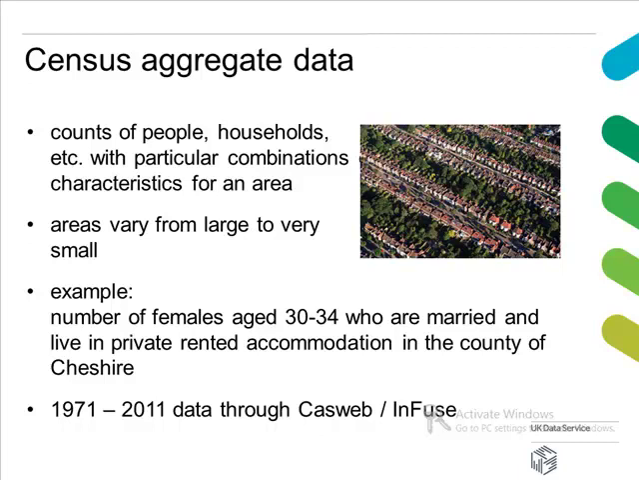An example of aggregate data is the number of females aged 30 to 34 who are married and live in private rented accommodation in the county of Cheshire. And that's just at the bottom here. So we have 1971 to 2011 census aggregate data. We've got two interfaces, CASWeb and our newer one, Infuse, which is where we're going, and Infuse at the moment just has 2001 and 2011 English and Welsh data.